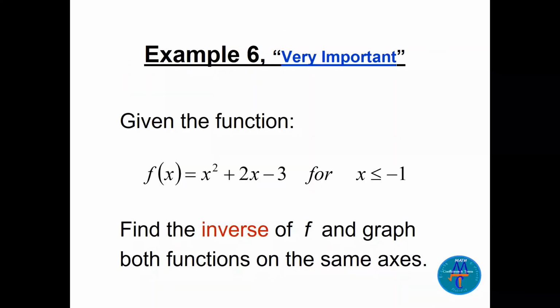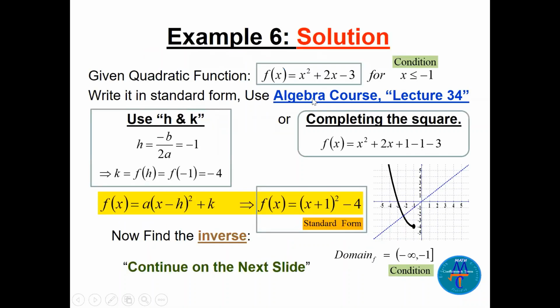Now, example 6 is very important. We have a function, f of x is equal to x squared plus 2x minus 3, and there is a condition here, x less than or equal to -1. Find the inverse, graph both functions on the same axis. Now, this is a parabola. This is a quadratic function also, which is not one-to-one. Because of this condition here, it becomes one-to-one. So we take the function here, x squared plus 2x minus 3. You see that function there with the condition.